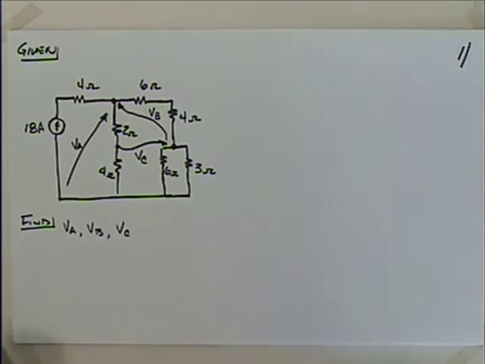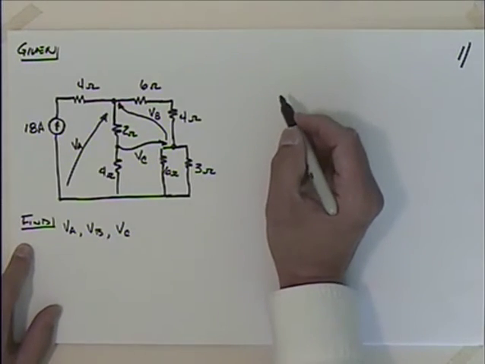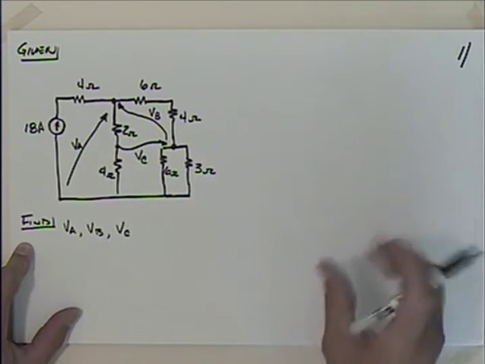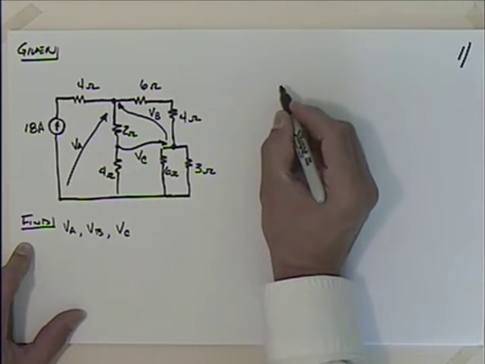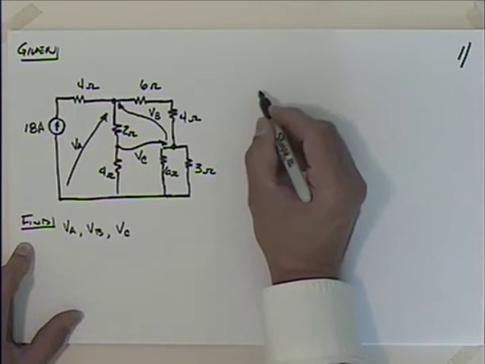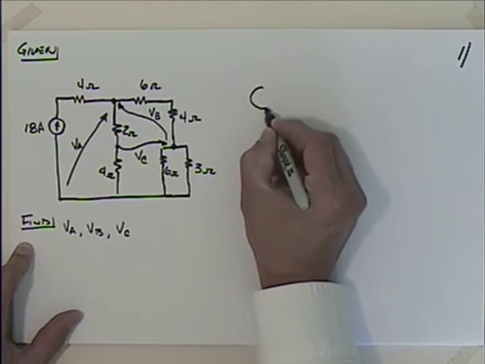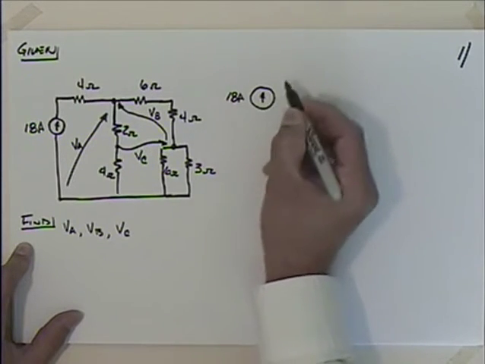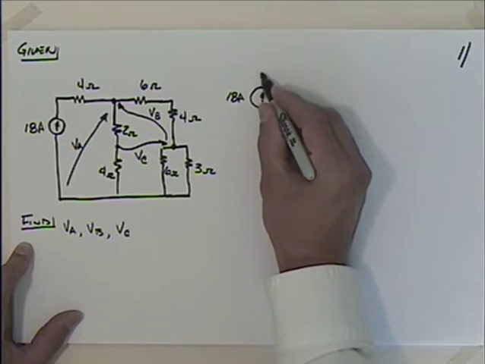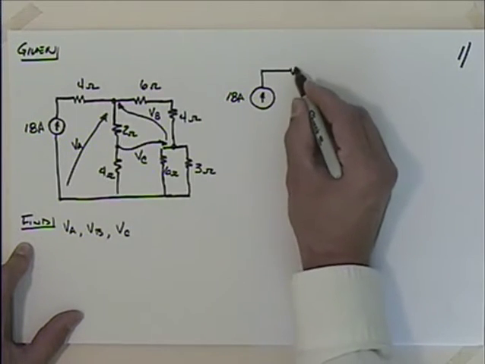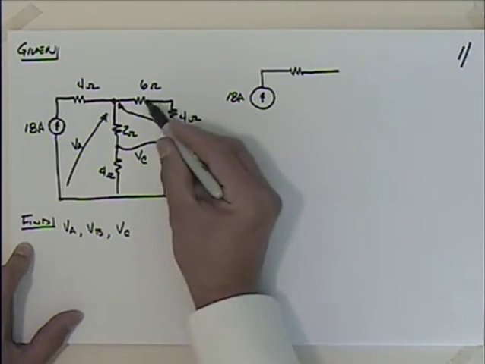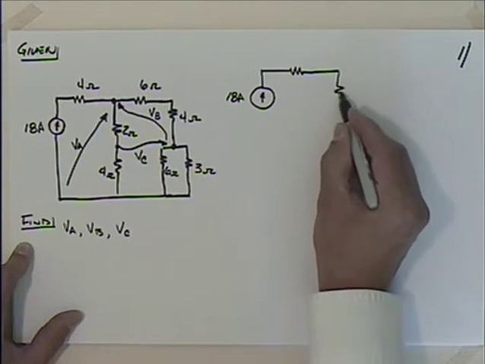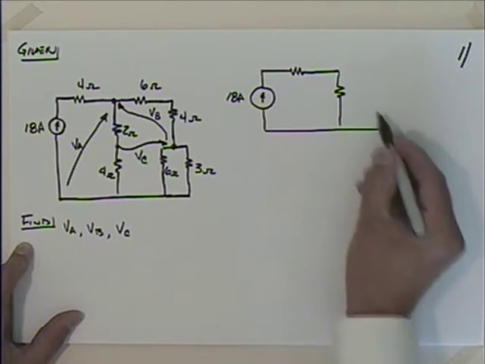Oftentimes in these problems we do this with simplification. So I'd like to turn this into a much simpler problem. We'll usually condense it down and then start to expand it again once we learn something when it's condensed down. So I'd like to hopefully get it condensed down so it looks something like this. 18 amps here, and we'll leave that 4 ohm alone, but I'd like to combine all of these resistors into one branch and all of those into one branch. So I'll have something like this.